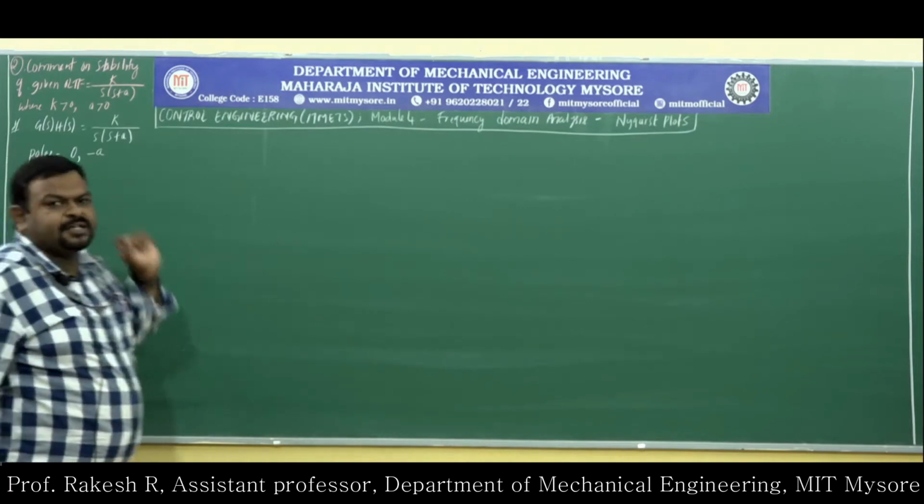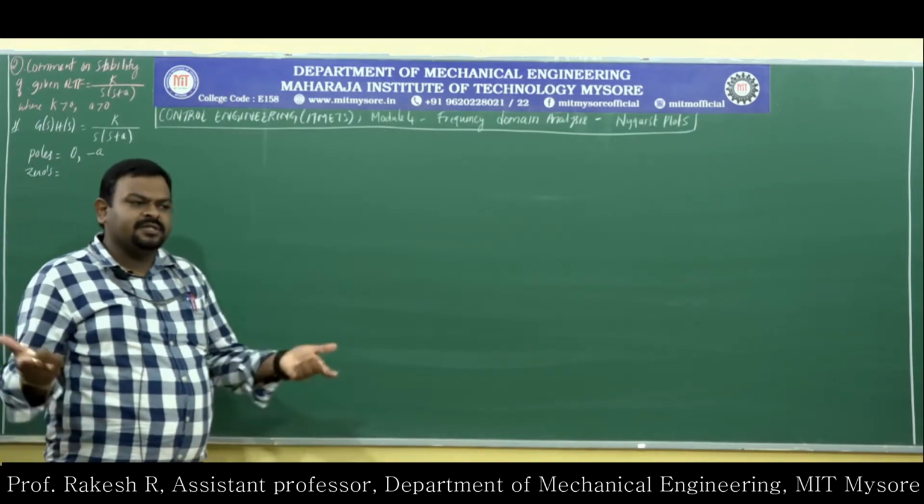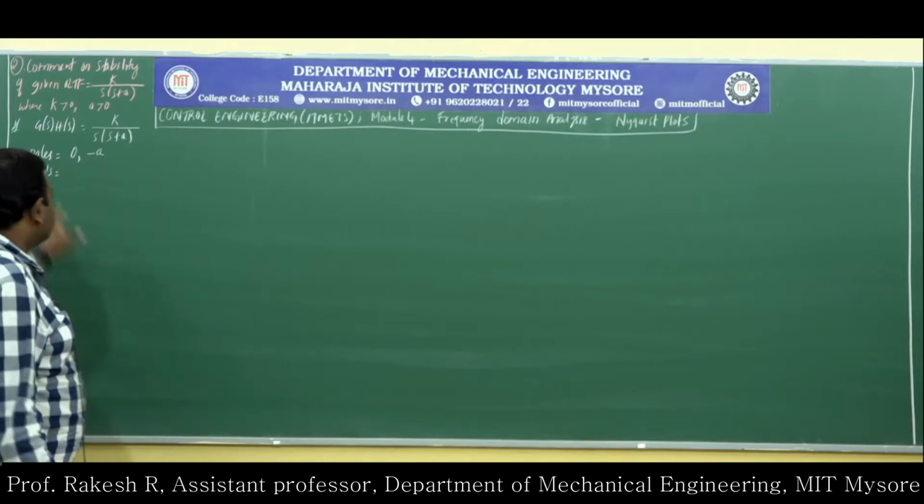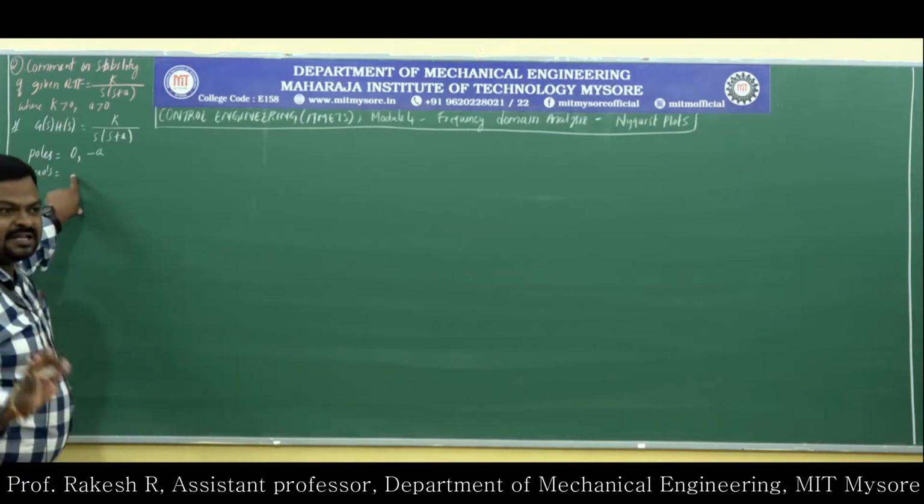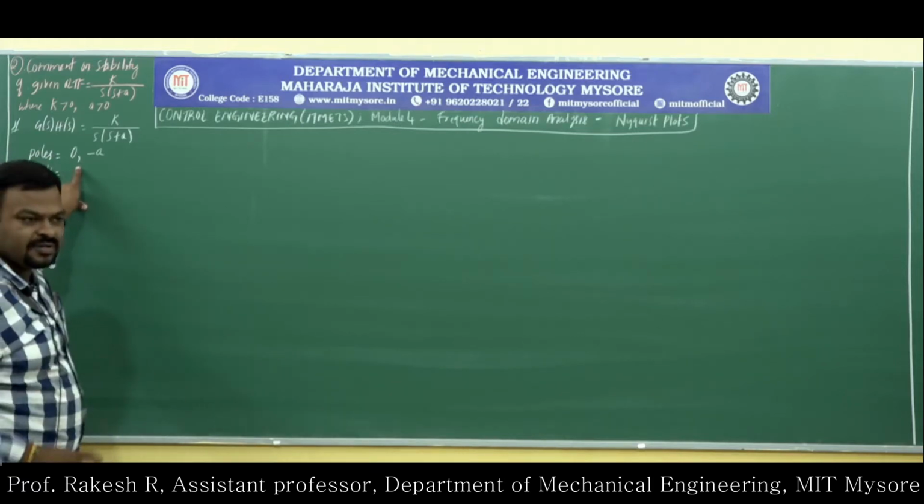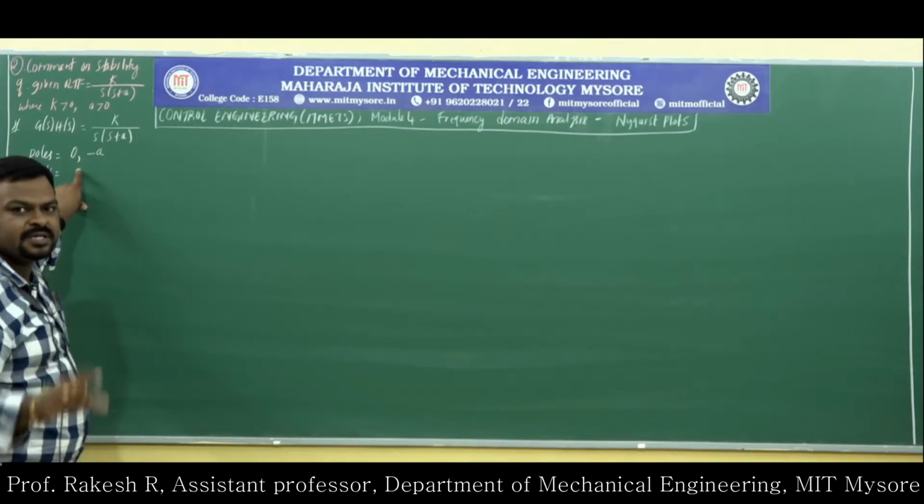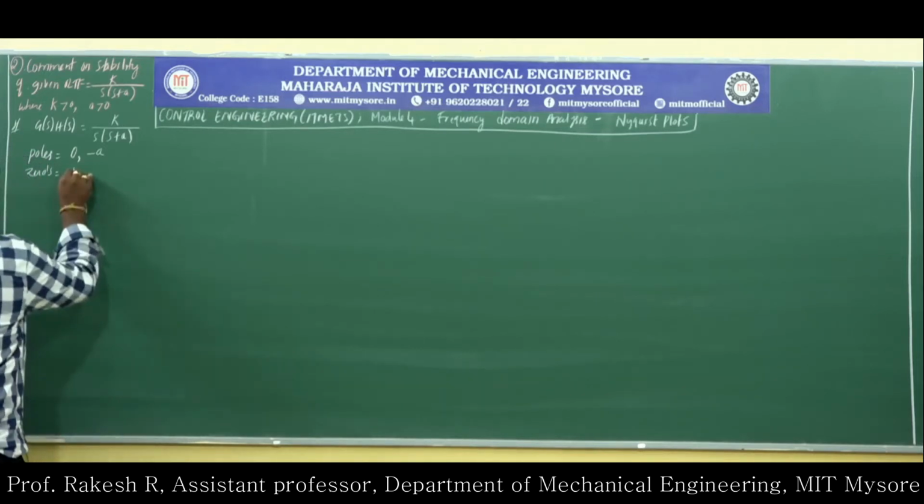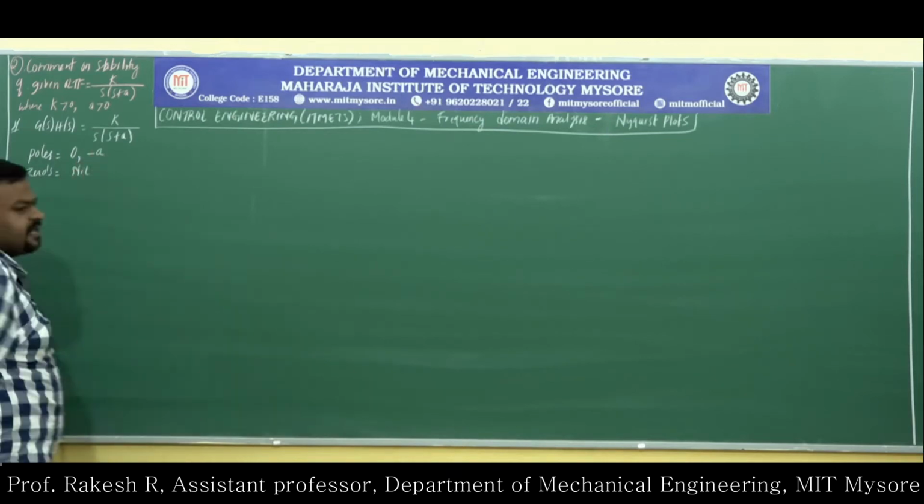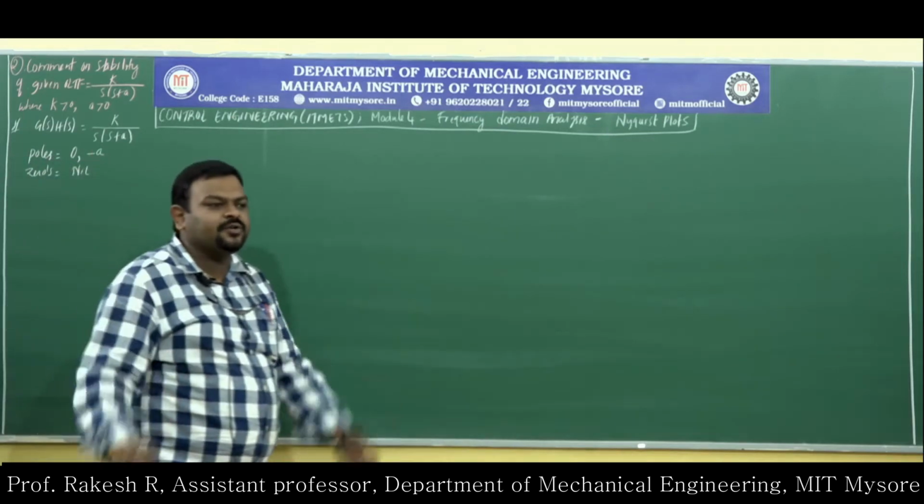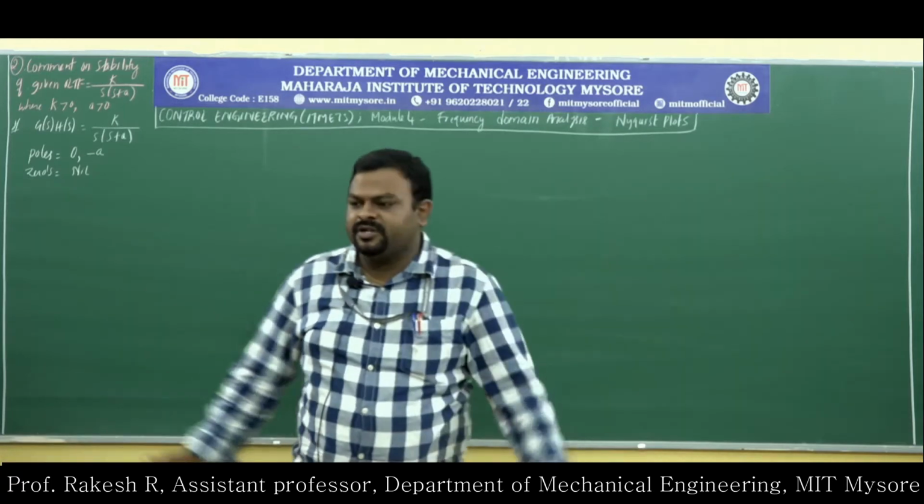Zeros: in the numerator there is only a constant term, there are no factors, hence the zeros are nil. If I write 0, then you might misunderstand that there is one zero. So for the sake of understanding I will write nil. Nil means there are no factors in the numerator, hence there are no zero terms.